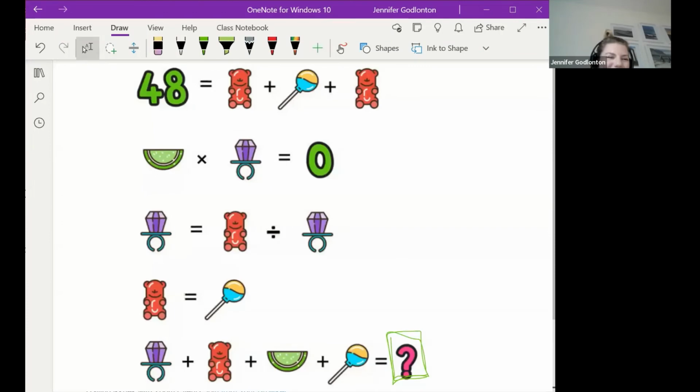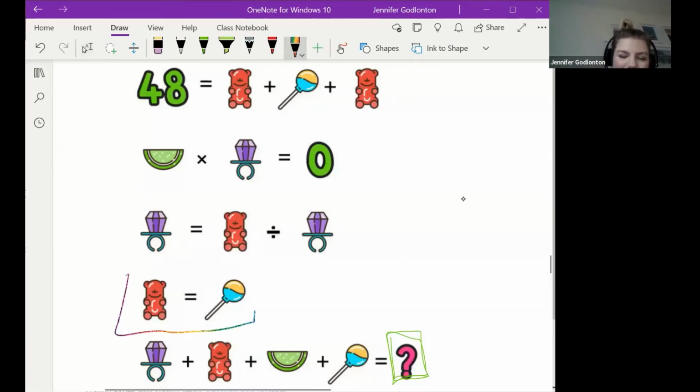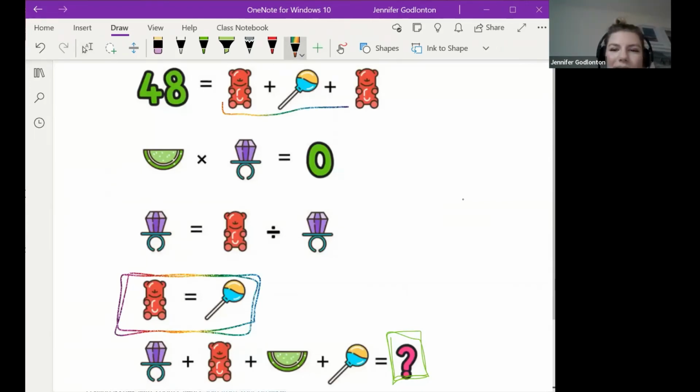So sneaky. Guys, the key to this one was to see that the bear and the lolly were the same as each other. That was the key. Because that means that these three are all the same as each other, which means that they are all 16.